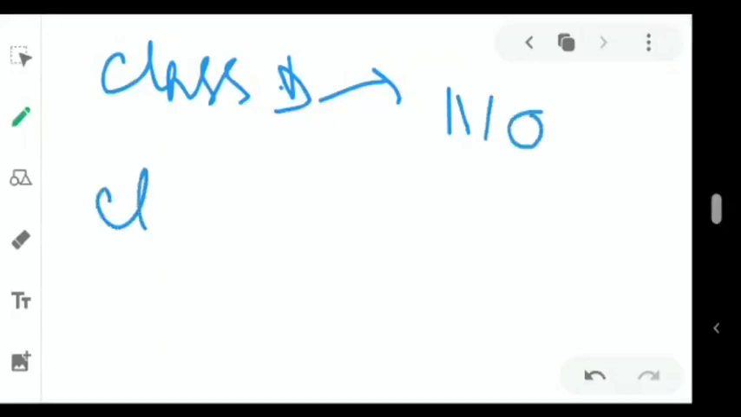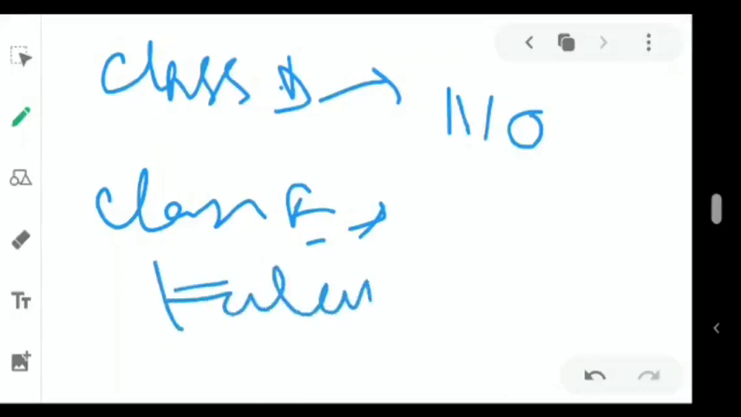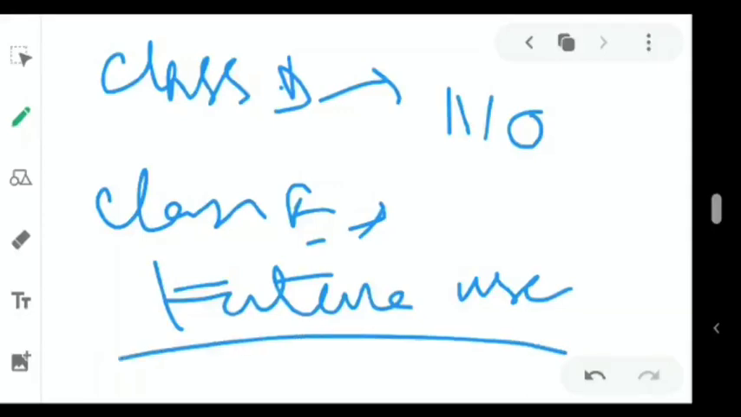And in case of class E, the addresses are experimental addresses and reserved for future use. We are not currently using this class E type of IP address. This is secured for future use.